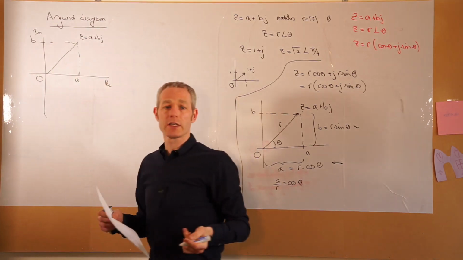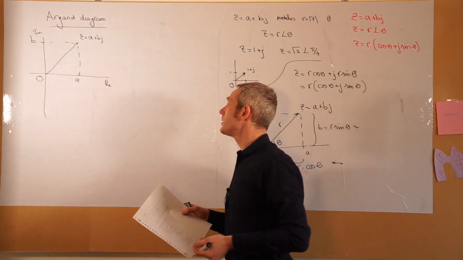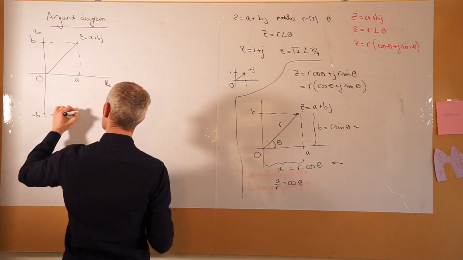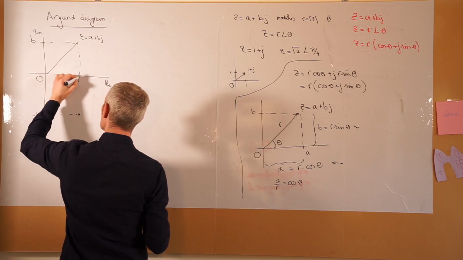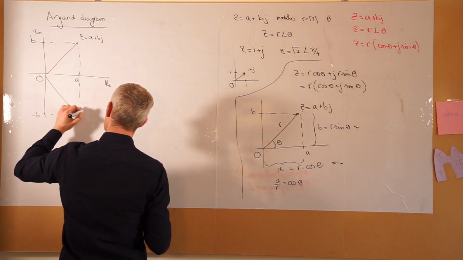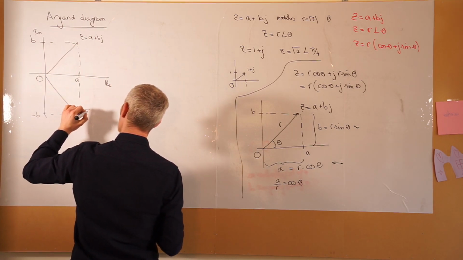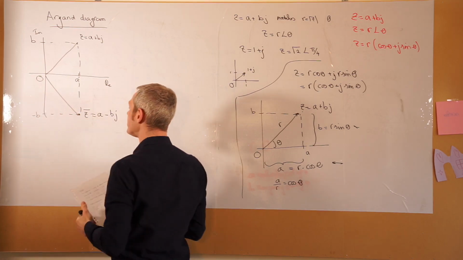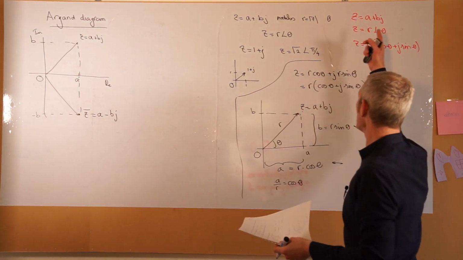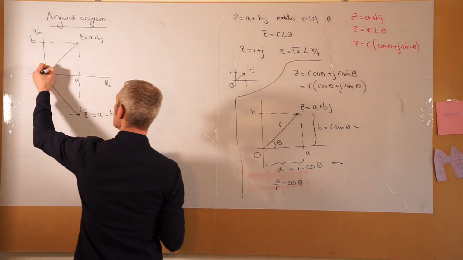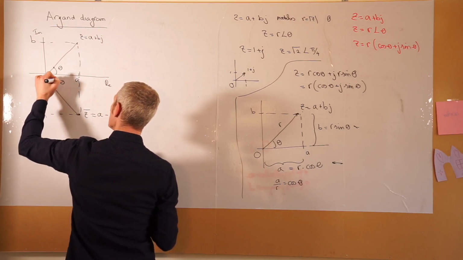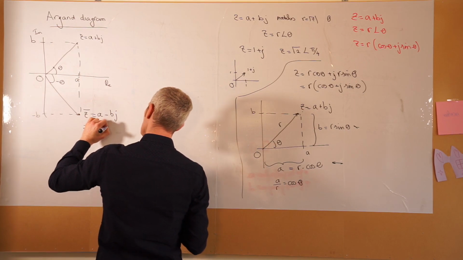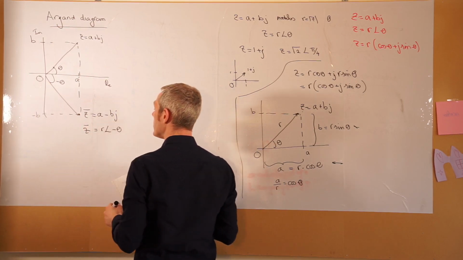Now we know that its complex conjugate is equal to a minus b times j. And here, this is equal to z. The complex conjugate of z is a minus b times j. But if we now look at all the other representations, if this is theta, this is minus theta. So its complex conjugate is equal to r with the angle minus theta.